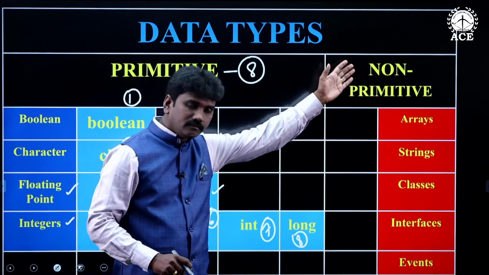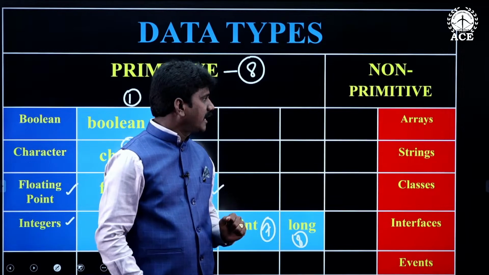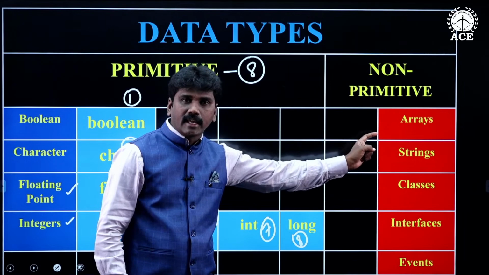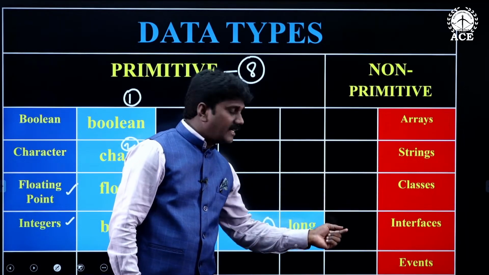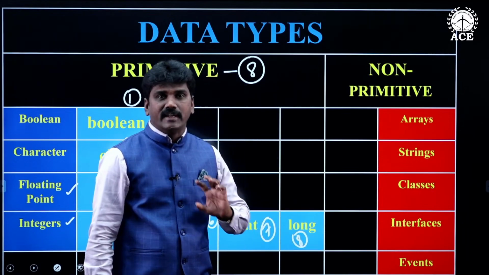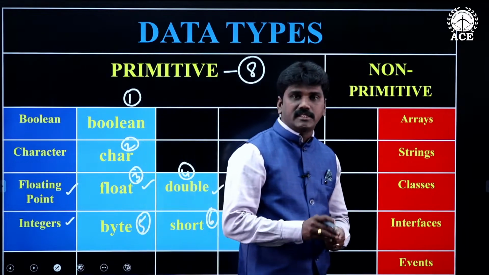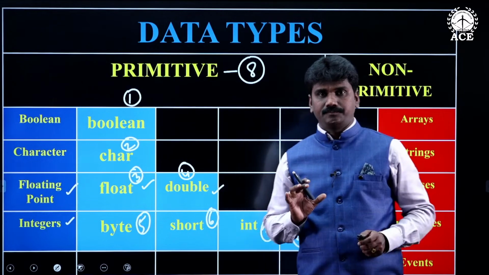Like that, we have non-primitive data types. The non-primitive data types are arrays, strings, classes, interfaces and events. Let us see these data types one by one.